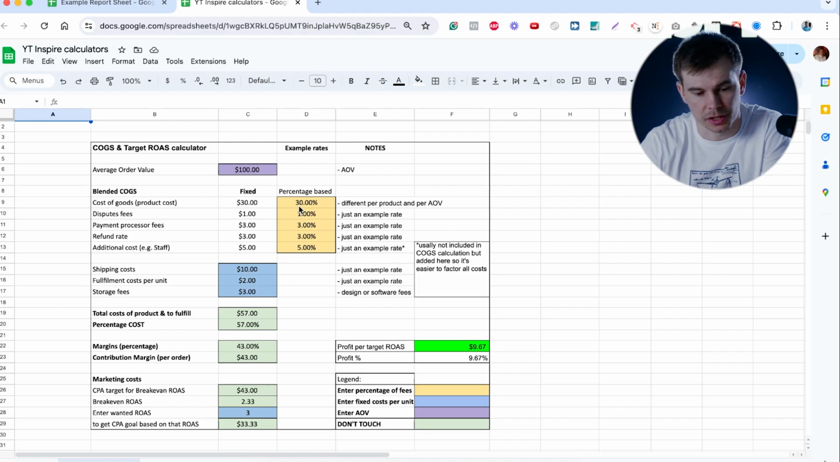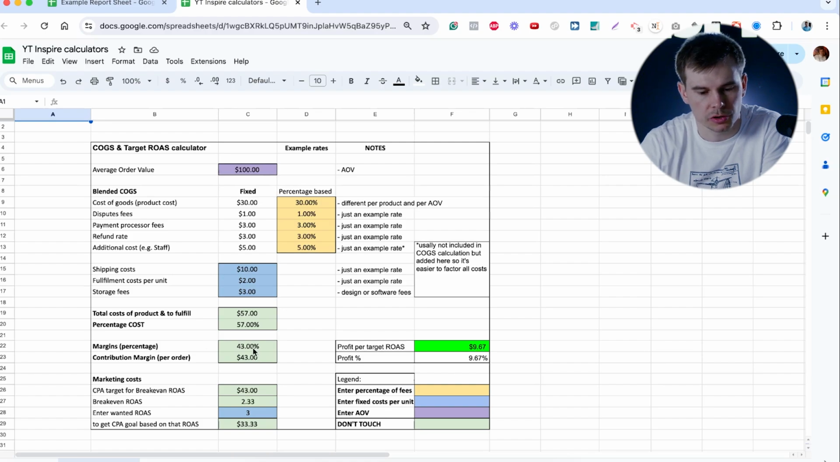actually paying to create the product, which is your cost of goods. You put percentage of dispute fee, payment processor fee, refund rates, and some additional costs. You also put shipping costs, fulfillment costs, and storage fees, and then you get the total number that it costs you to actually create a product and ship it, with all the refunds and fulfillment and pick and packs and stuff like that. Basically, what you're left with is your margins.